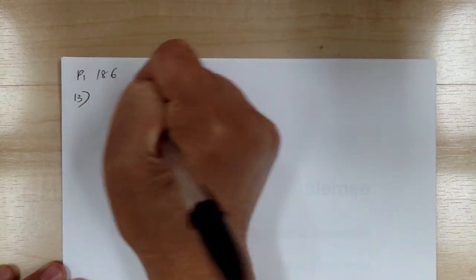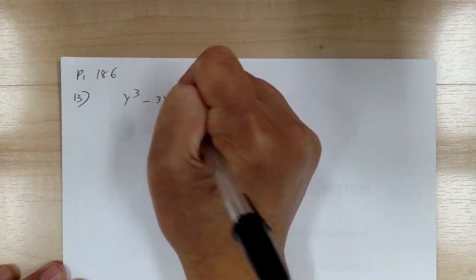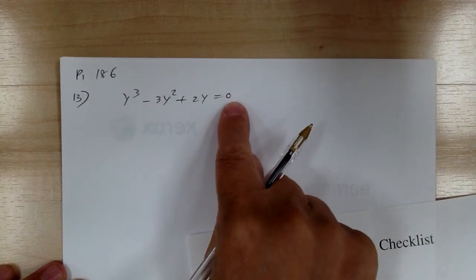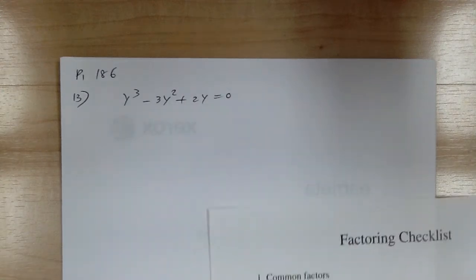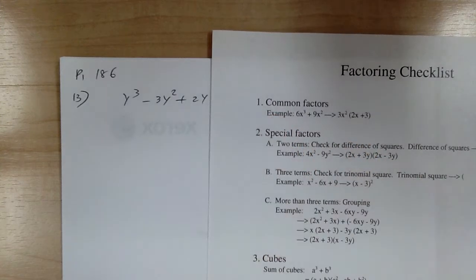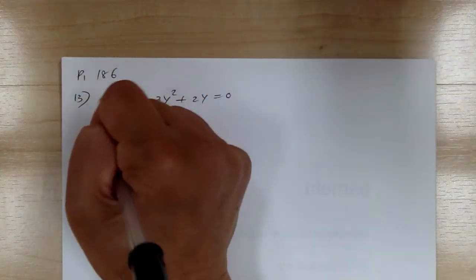Okay, you have y cubed minus 3y squared plus 2y equal to 0. So make sure the right hand side equals 0 before you factor. Again, when you're doing the factoring, make sure you go through the checklist. So step 1, common factor. You can factor out the y.